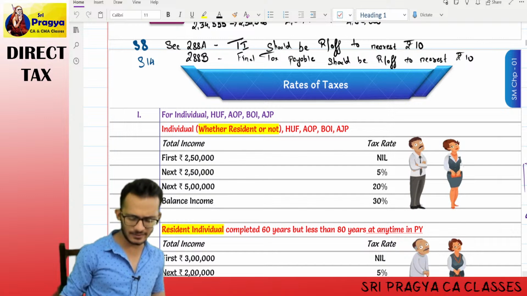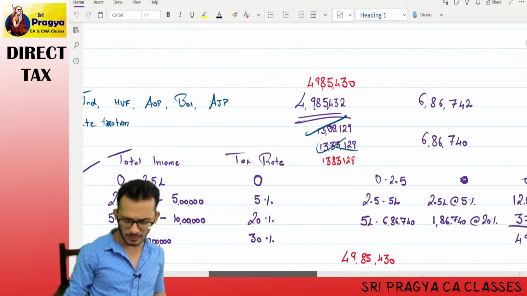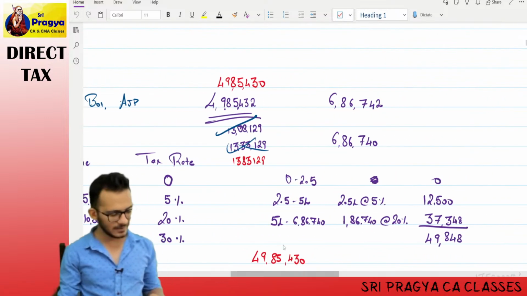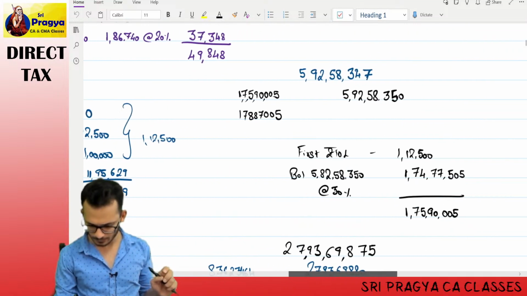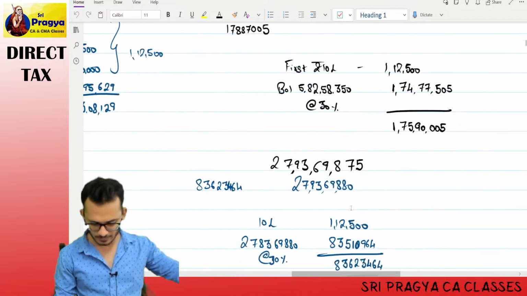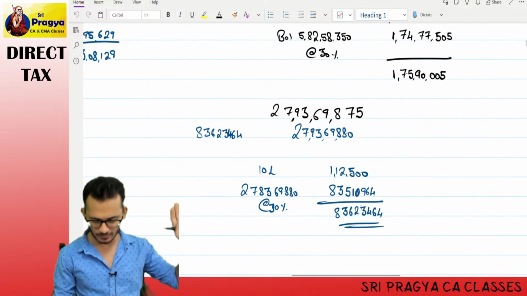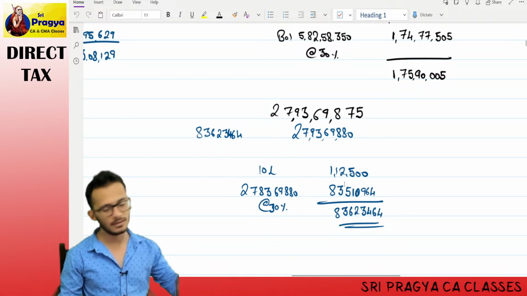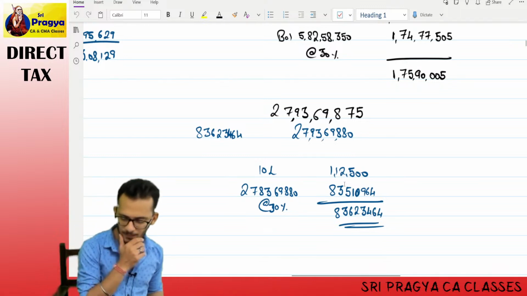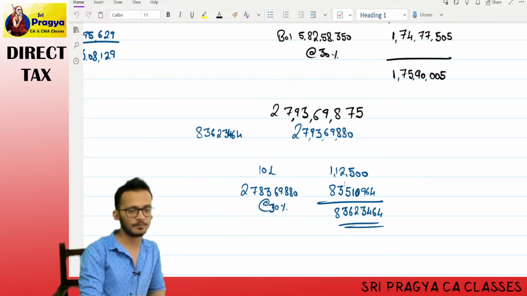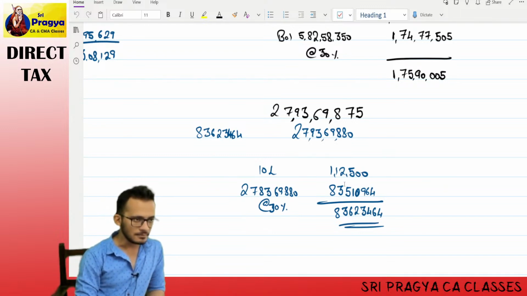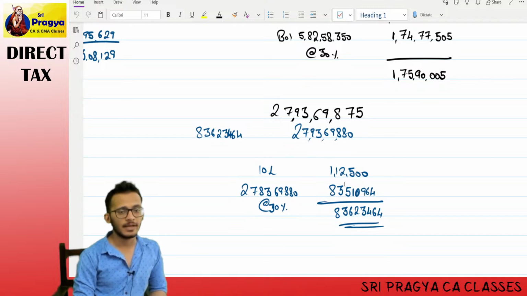We did some 4-5 sums. I think the last one we did was the 2 crores, is it, or 27 crores? Okay, we did 27 crores. We got the number as 8362346. Great. Any doubts till now? No. Can we proceed forward?